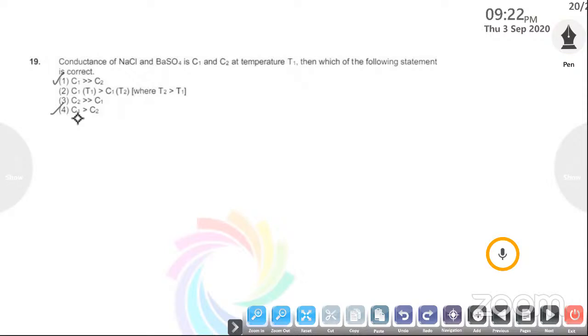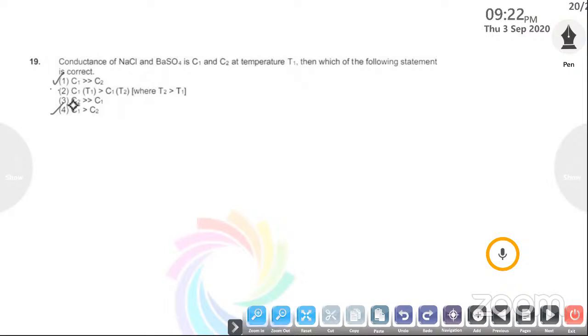Then what about this one? C1 at T1 is greater than C1 at T2. Here C1 is related to NaCl, but the question is asking about temperature T1. Suppose the temperature is increased, then what happens? In the case of a strong electrolyte, there is no effect of temperature because it is already completely soluble. That's why there is no effect of temperature. Therefore, we can neglect this option.